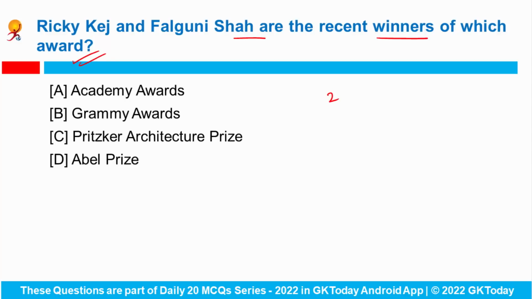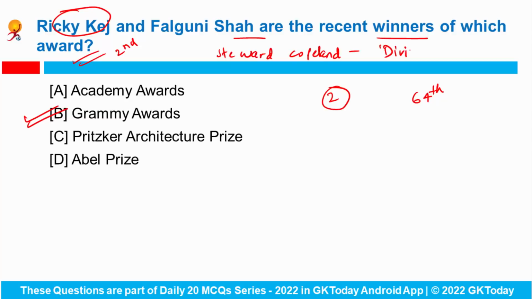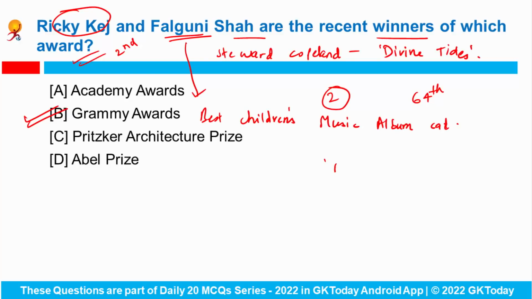So 2 Indian musicians were among the winners of 64th Annual Grammy Awards. And composer Ricky Cage won his 2nd Grammy Award jointly with Stewart Copeland for their album named Divine Tides. And Indian American singer along with songwriter Falguni Shah, called Falu, won in the Best Children's Music Album category for her album A Colorful World.